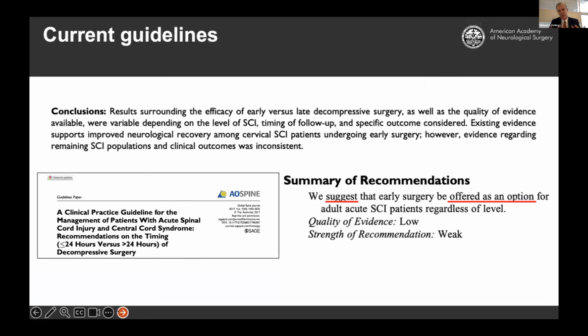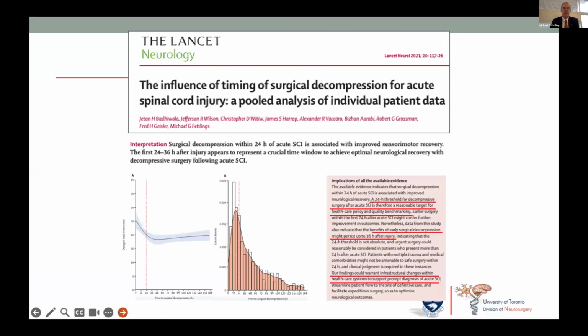But the rigor of the GRADE process is such that we were really only able to offer this as an option, and the quality of the evidence was felt to be lower than I would have liked, largely because it was just a small number of studies and we were unable to do a quantitative meta-analysis. So this really was a stimulus for a number of individuals in the field, including ourselves, to do further work.